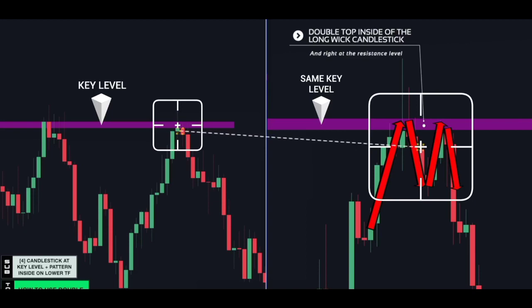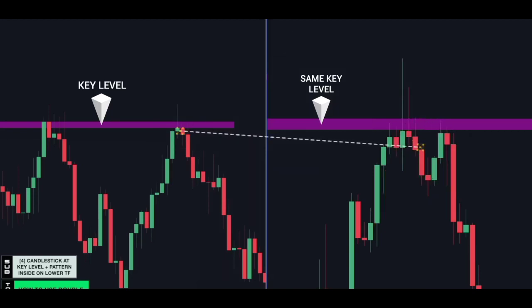So again, to confirm the reversal and the trend change, neckline placed here at the swing low, and once price breaks the neckline and makes a lower low, your trend change is confirmed from an uptrend to a downtrend.